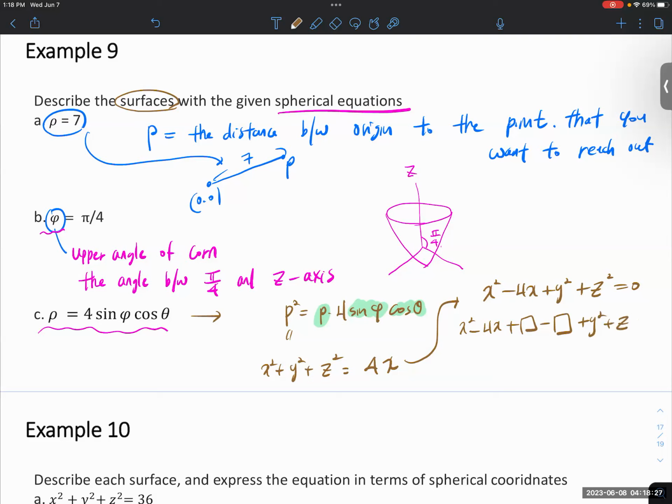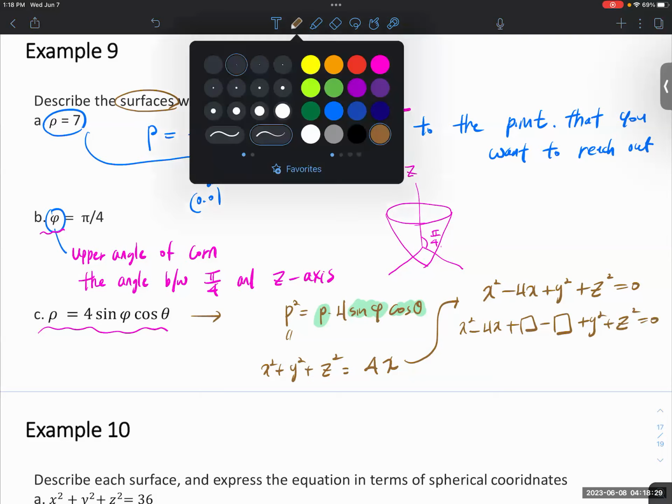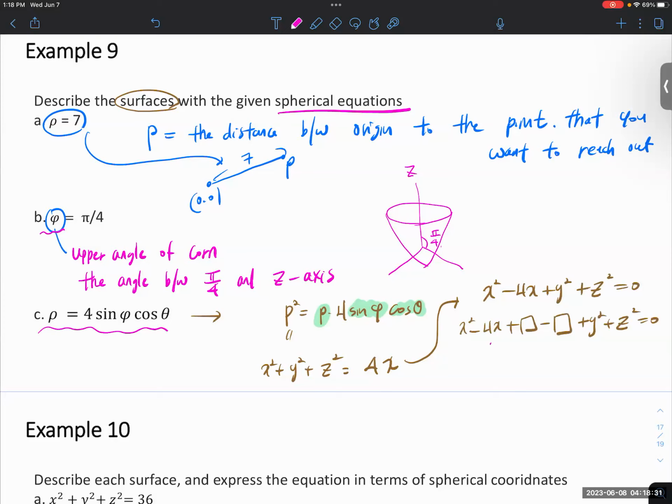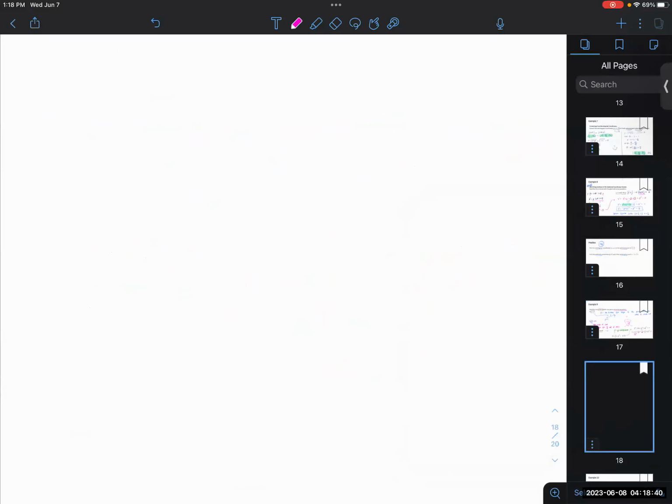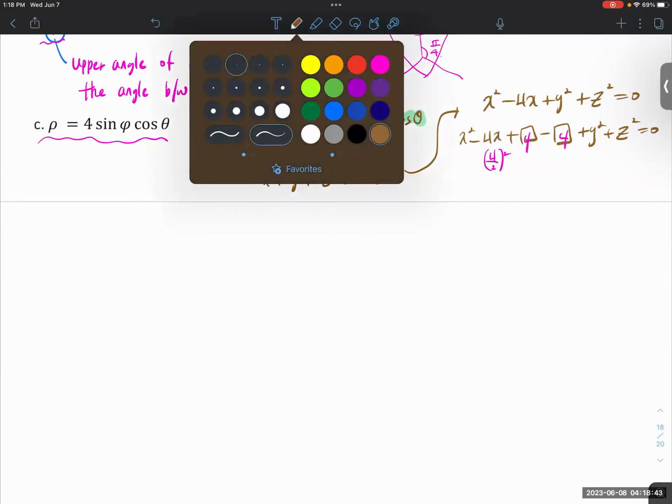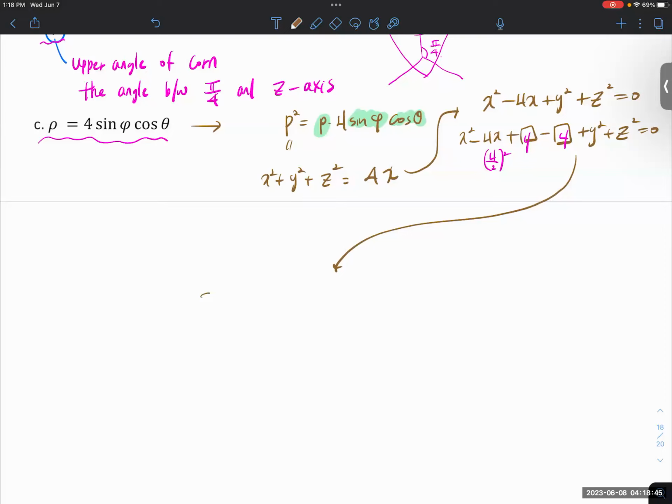And y squared plus z squared equal to 0. So 4 divided by 2 squared. This is a 4. You're adding minus 4 to both sides. And then what happened? Let me make a little bit of space. So this equation, if you bring x squared minus 4x plus 4 minus 4. And then this is going to be x minus 2 squared plus y squared.